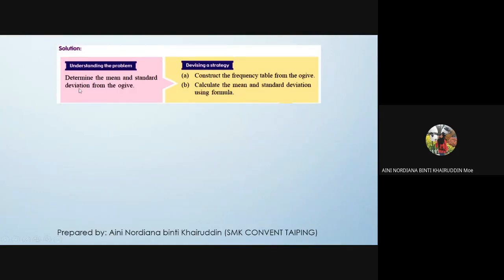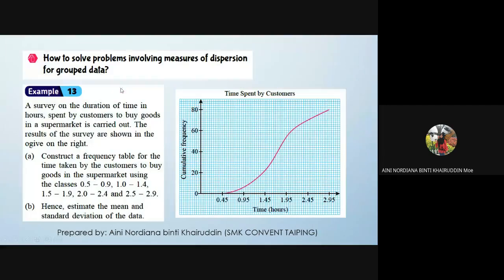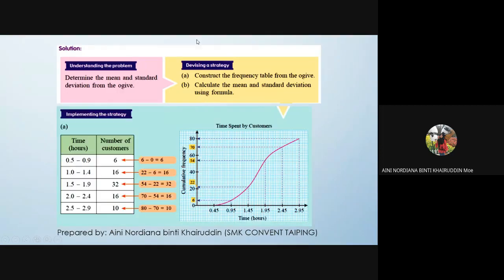Understand the problem, determine the mean and standard deviation from the ogive. Construct a frequency table from the ogive, calculate the mean and standard deviation using formula.